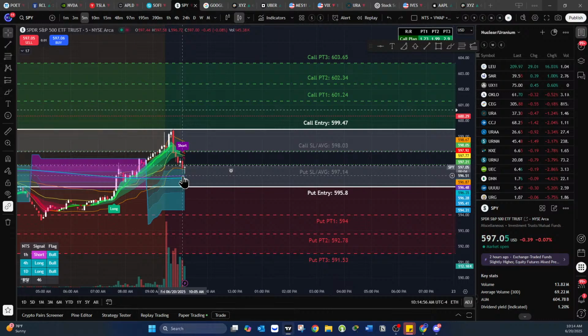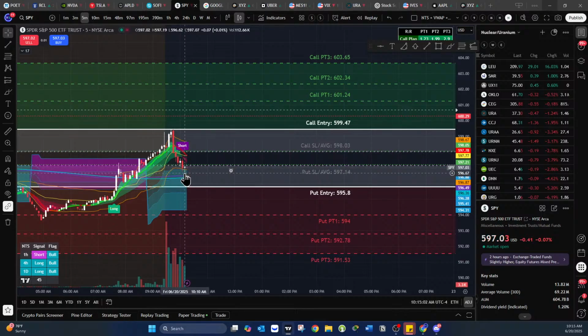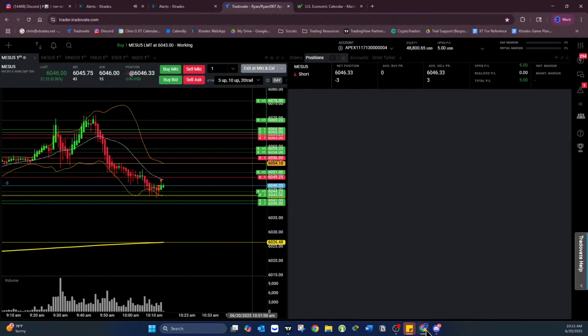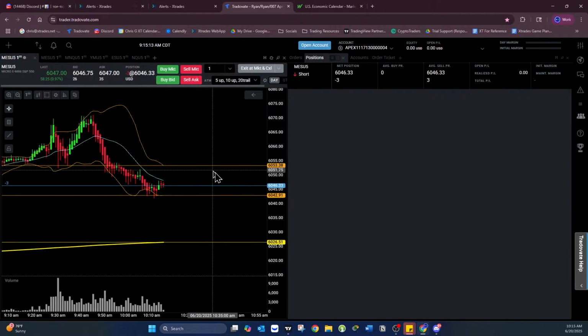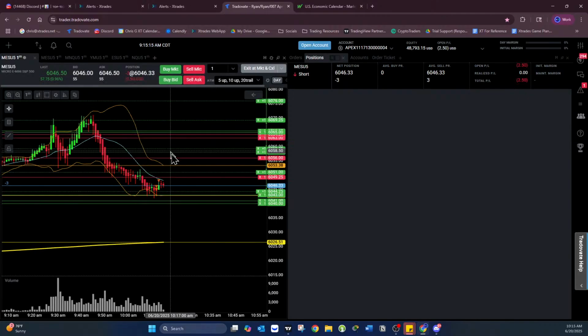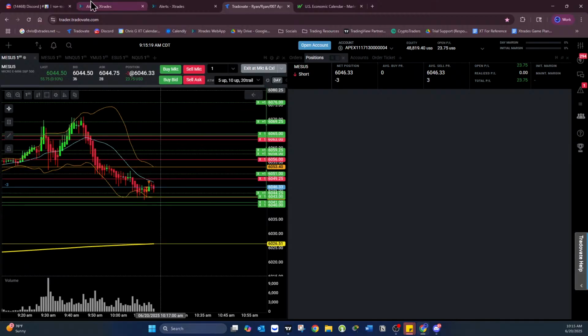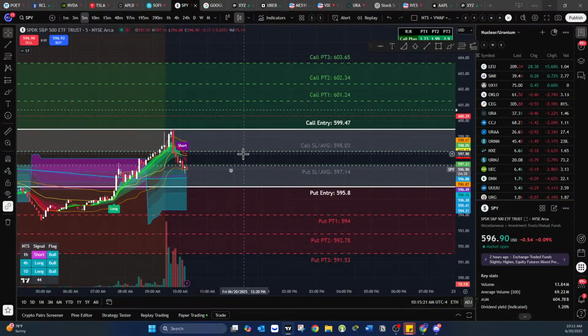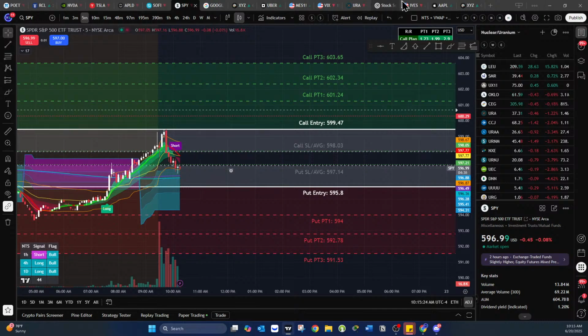596.48 is the 200 SMA on the 5-minute here. 596.48. The low of this candle, 596.62. Pretty damn close. But just trusting the analysis here. We'll see how this goes.